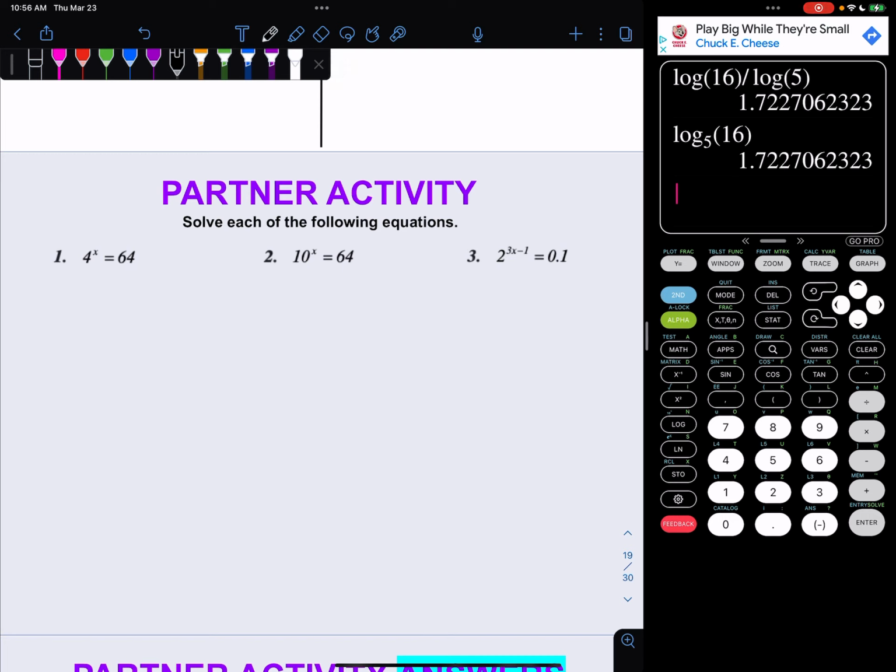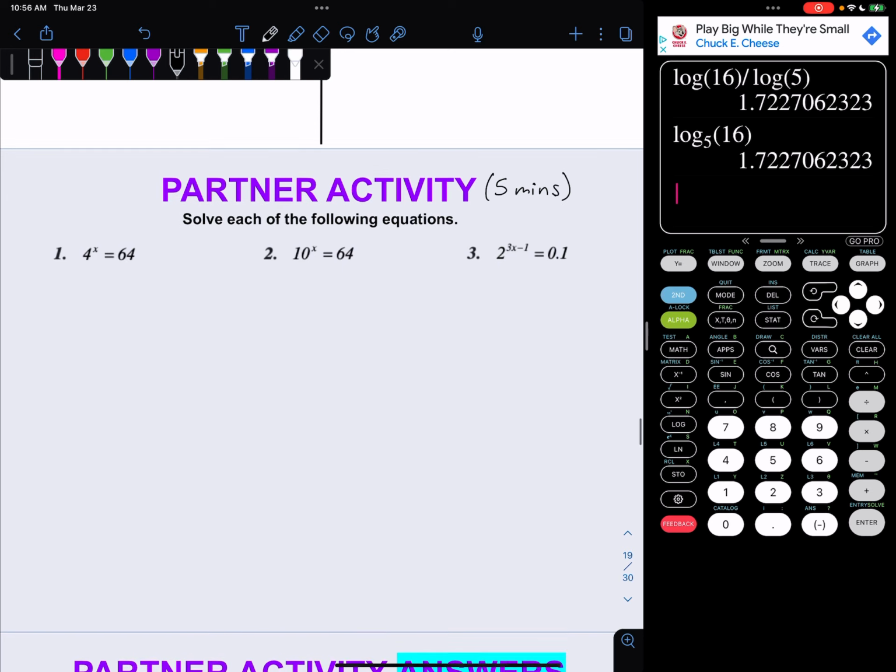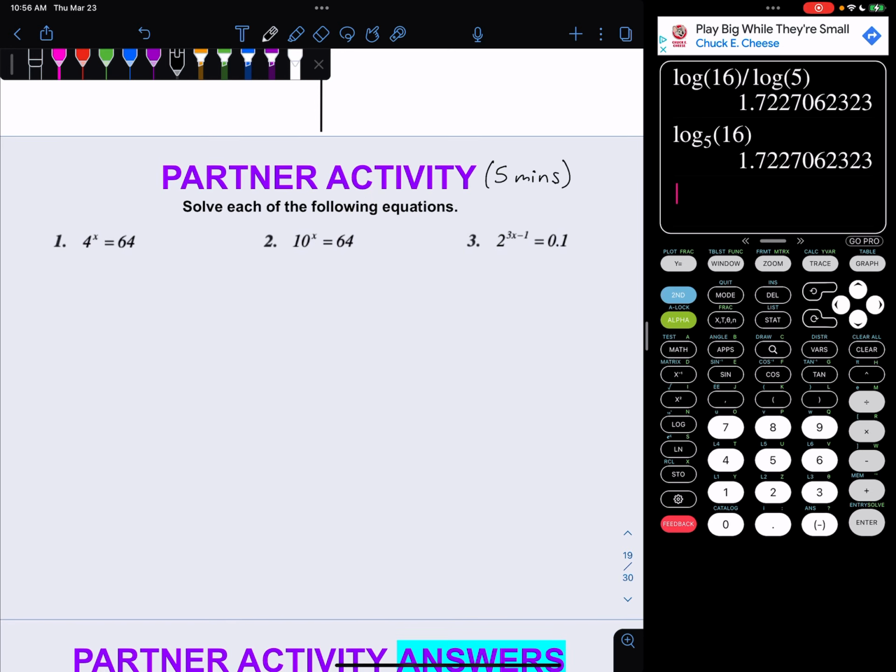Go ahead, pause this. I'm going to say this would be about 5 minutes. If you need longer, that's okay, but we'll give you about 5 minutes and then check in. If you finish sooner, that's wonderful. So just go ahead, pause the video. You're going to work for about 5 minutes and then come back for the answers. Okay.